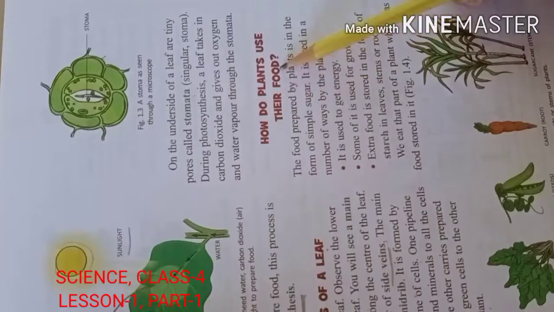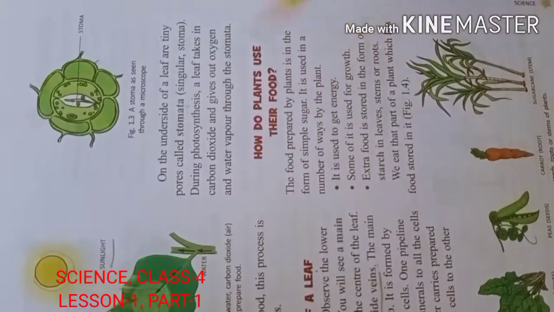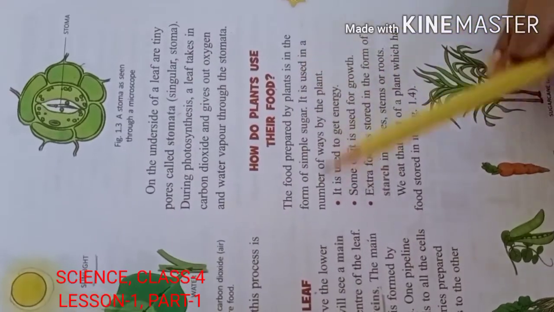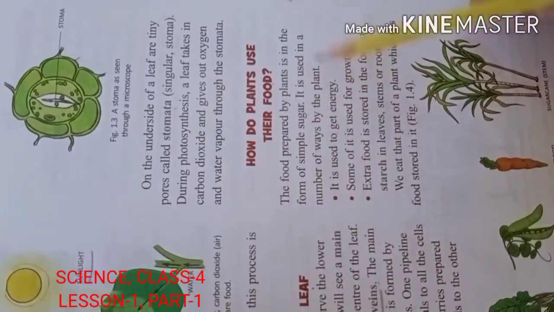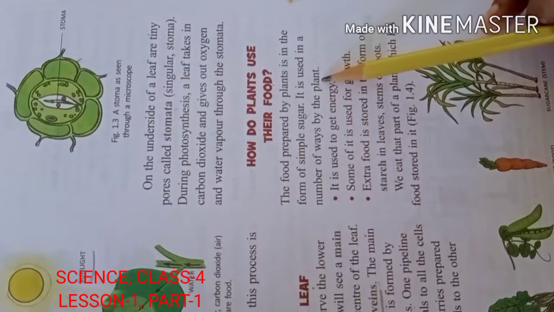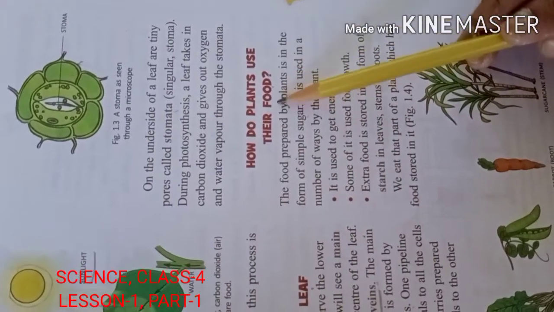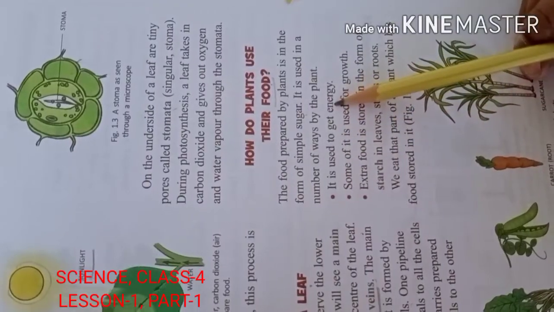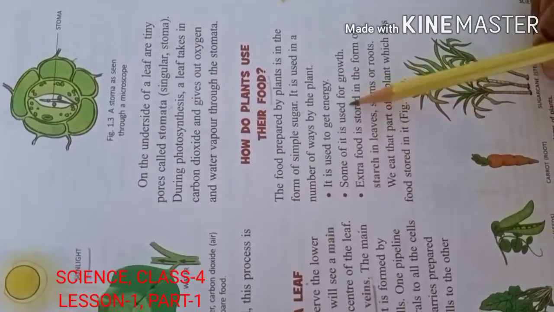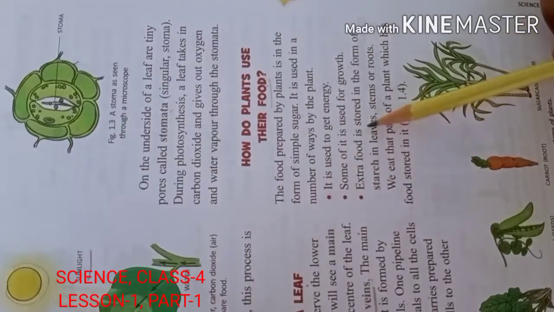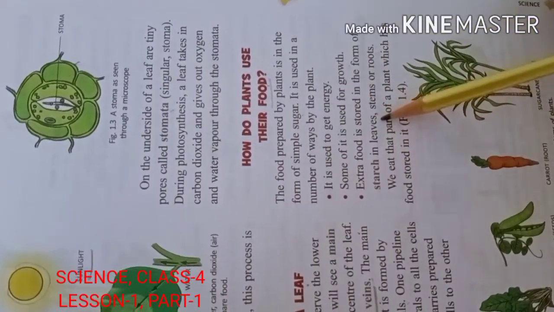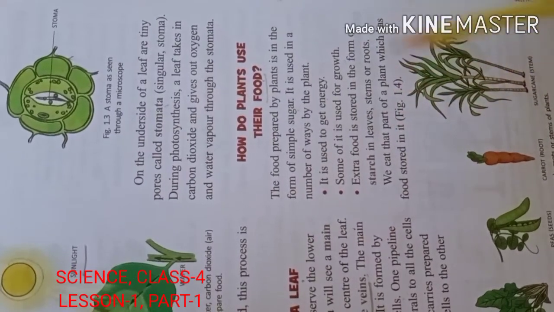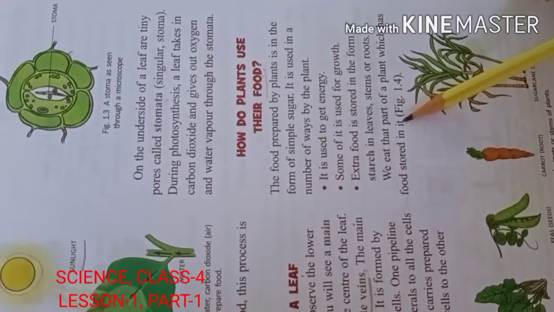Next, how do plants use their food? How they are using their food in a proper way. The food prepared by plants is in the form of simple sugar. It is used in a number of ways by the plant. It is used to get energy. Some of it is used for growth. Extra food is stored in the form of starch in leaves, stems or roots. So we eat the part of a plant which has food stored in it.